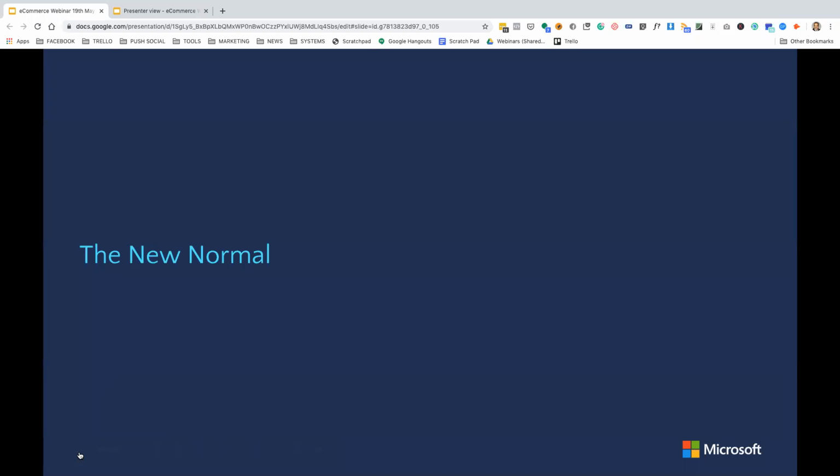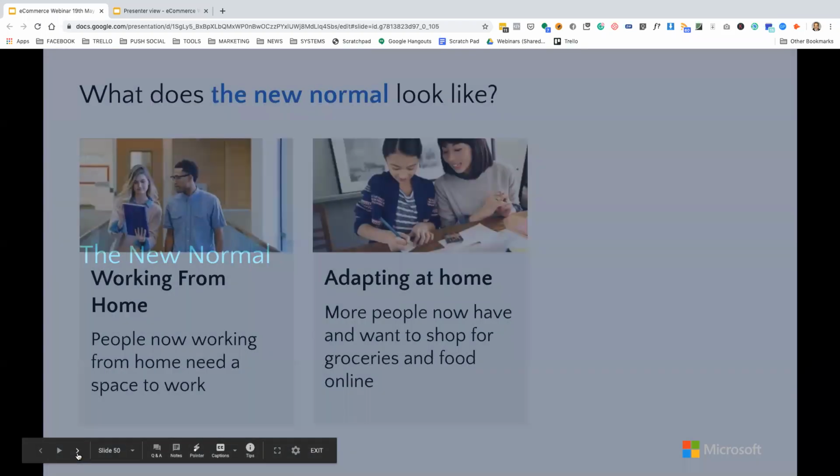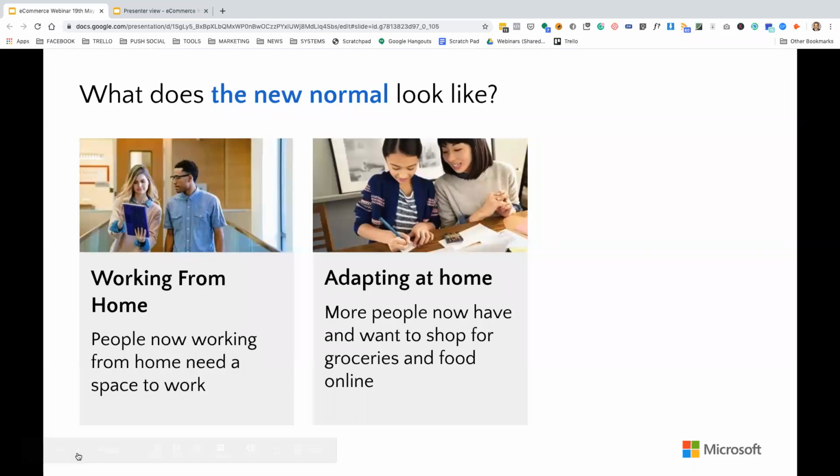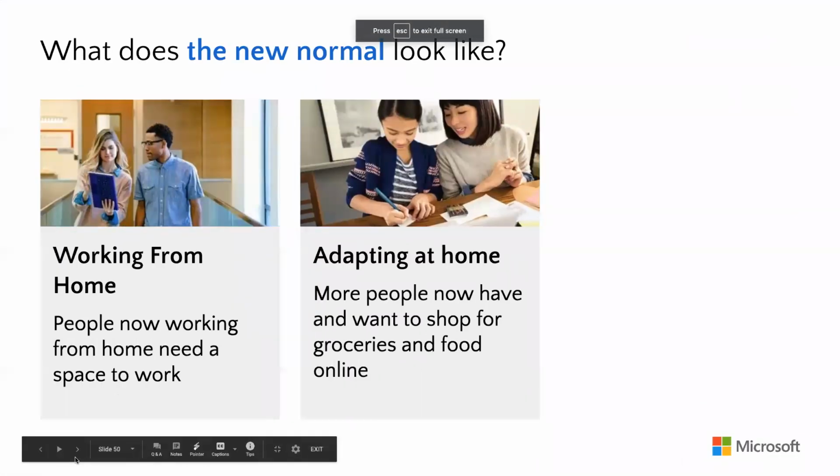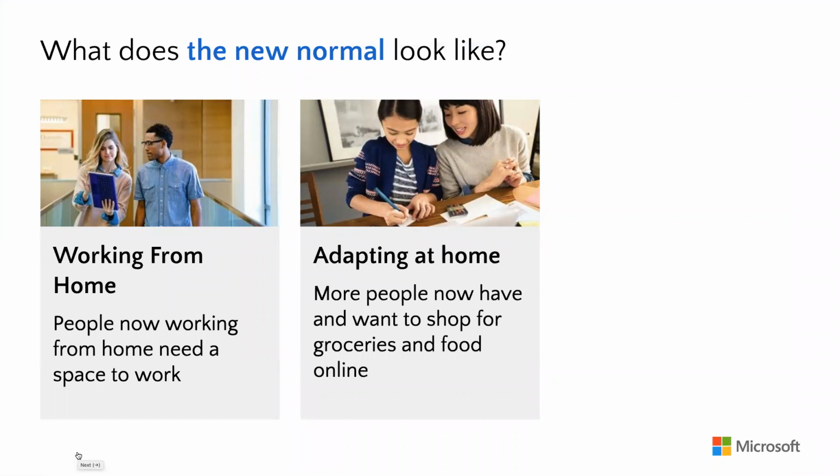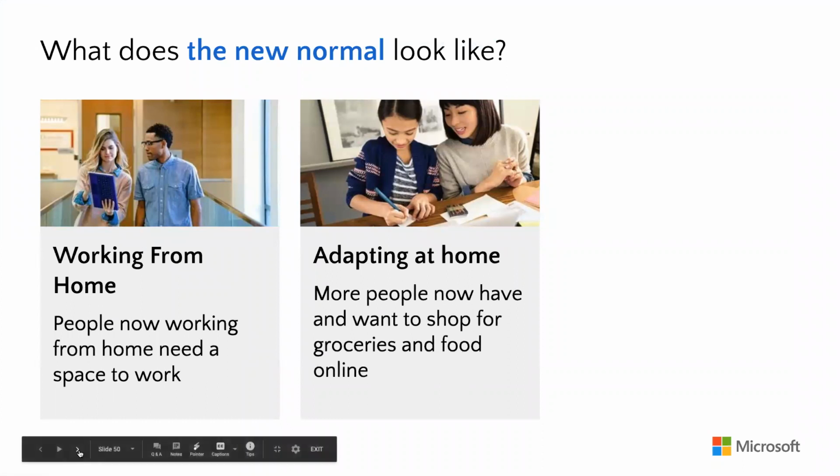So let's dig into these three themes. Let's have a look at the new normal. In terms of what the new normal looks like, we've got some key trends, some key things popping up that I'll share with you. One is working from home. People working from home, what are they searching for? And then adapting to home life. Now that they're home, what are they searching for? Things like groceries and food are two of the big key themes.